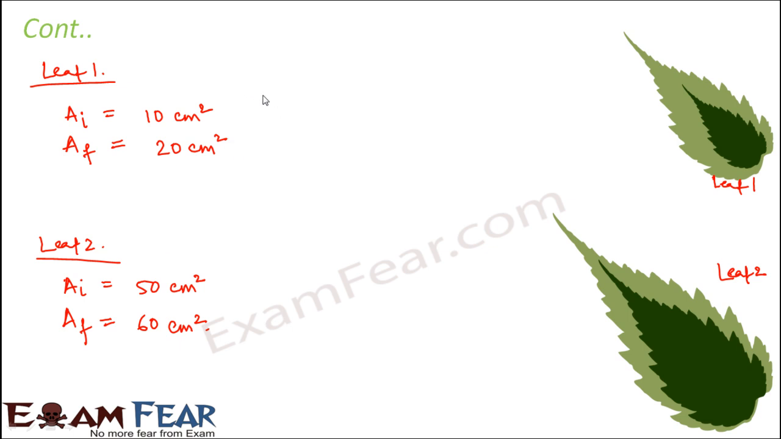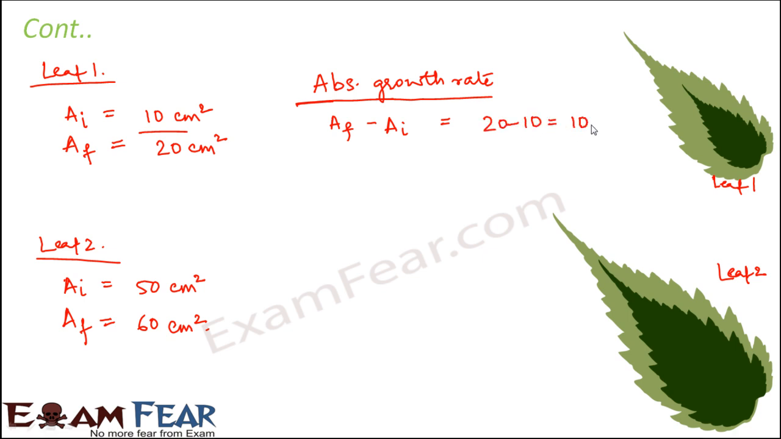Right? Now we have to calculate absolute growth rate and relative growth rate for both of them. When you calculate absolute growth rate, as I said, it has nothing to do with the initial parameter. So it has nothing to do with what the initial area of the leaf was. It will just calculate the growth per unit time. So what is the growth? Growth is final area minus initial area, that is equal to 20 minus 10, which is equal to 10 centimeter square. So this is the increase in area.